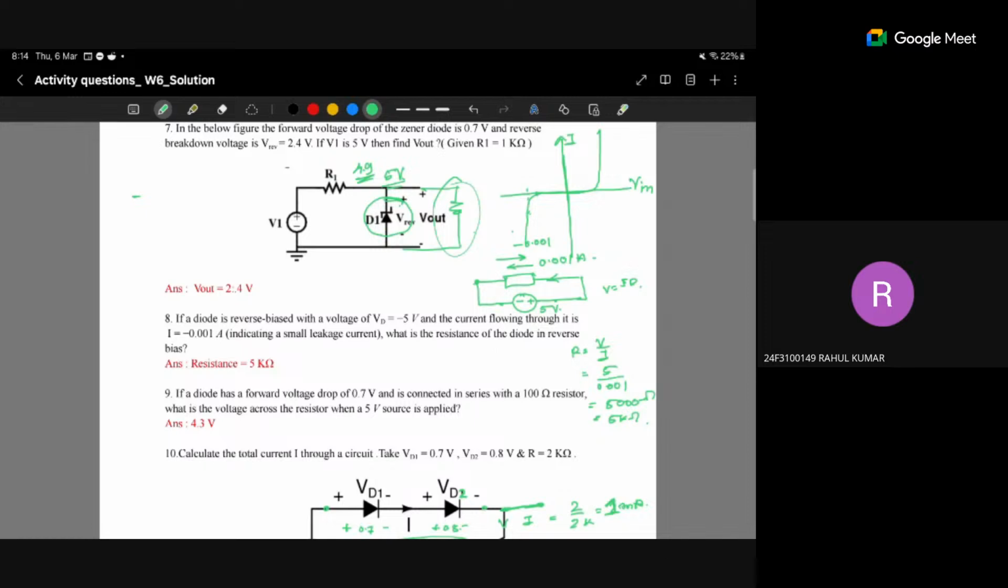Energy can neither be created nor destroyed. So how does this happen? Here the energy is not created, not destroyed. Okay, let's see at 4.9 volt. Forget about this.